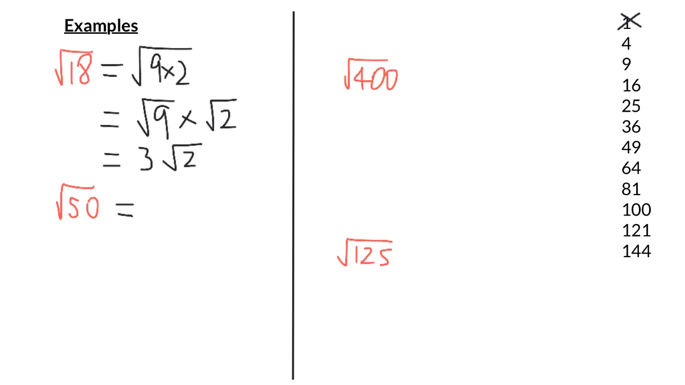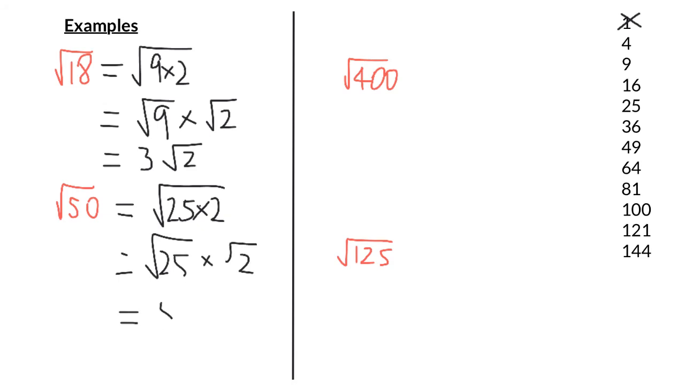Okay, so if I think here, I've got the root of 25 multiplied by 2, which becomes root 25 by root 2. Now the root of 25 is 5, multiplied by root 2, which is 5 root 2. Okay, we're good to go. We've simplified our surd down from root 50 down to 5 root 2.